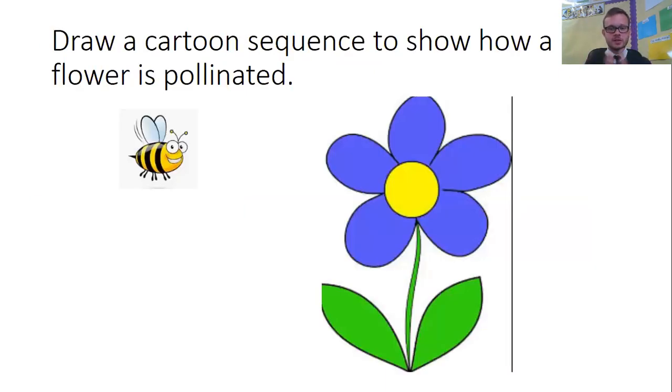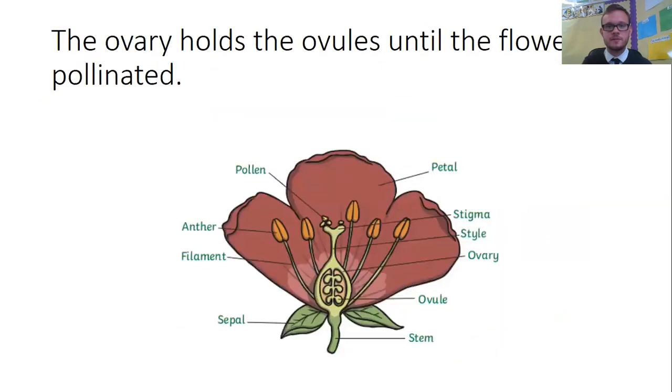Okay, this is the main task today. I'd like you to draw a short cartoon sequence. Perhaps you can use our happy bee to show how a flower is pollinated. Pause the video, have a go at drawing a cartoon. Are you finished? Well done. Okay, hopefully you've got lots of those words in there as well, and you managed to explain what was going on in your cartoon. So let's just have a quick recap of how it all works to make sure your cartoon matches.